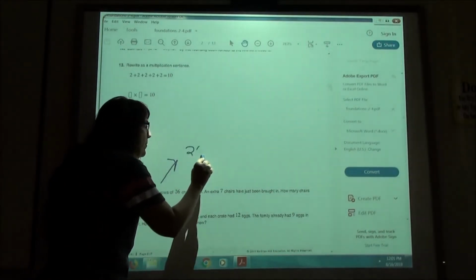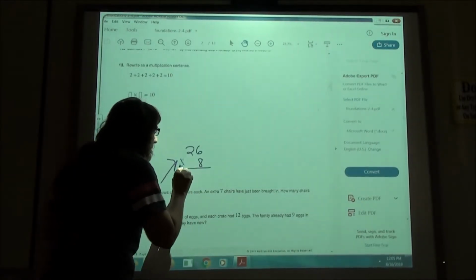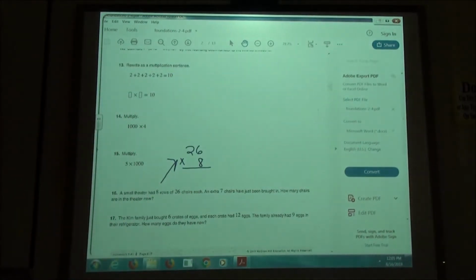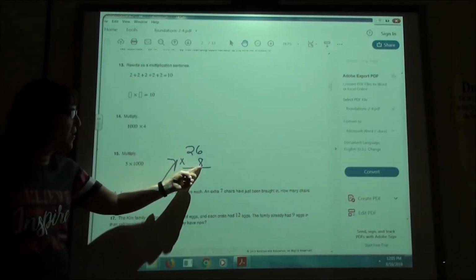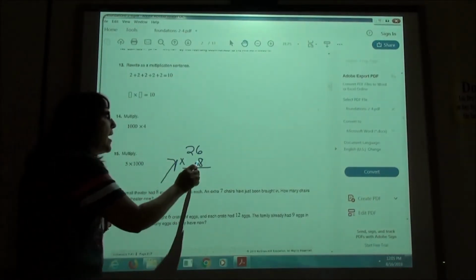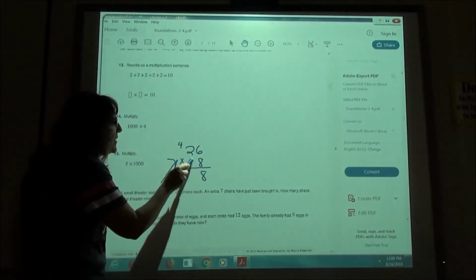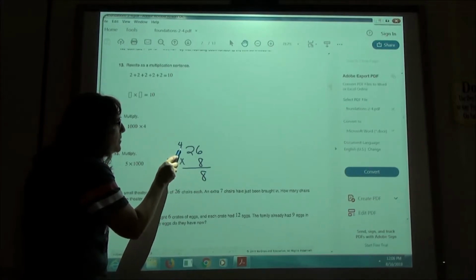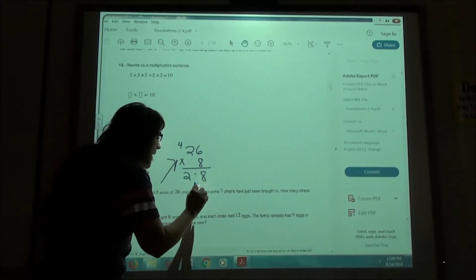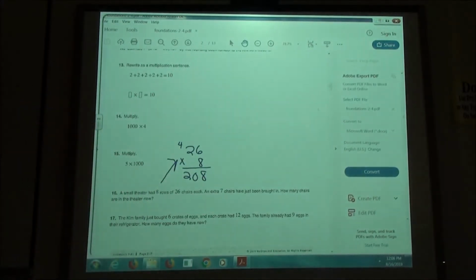Because I'm multiplying, I'm going to put the 26 on top, just because it's easier to multiply that way than putting the 8 on top. So 26 chairs, I have 8 rows. 8 times 6 is 48. I'm going to carry my 4. 8 times 2 is 16, plus my 4 gives me 20. So I have 208 chairs in my 8 rows of 26 chairs.